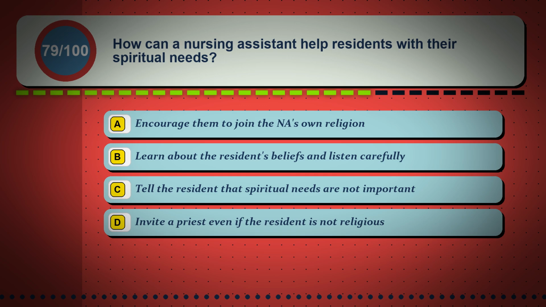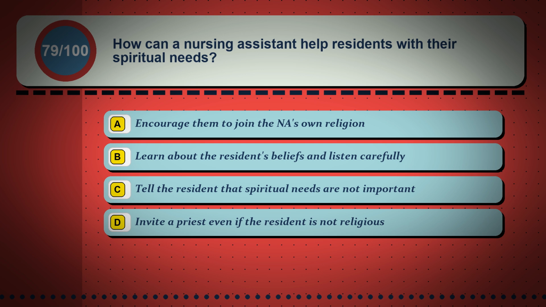Option A, encourage them to join the NA's own religion. Option B, learn about the resident's beliefs and listen carefully. Option C, tell the resident that spiritual needs are not important. Option D, invite a priest even if the resident is not religious.